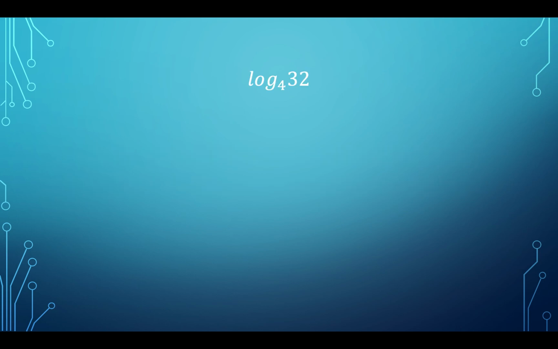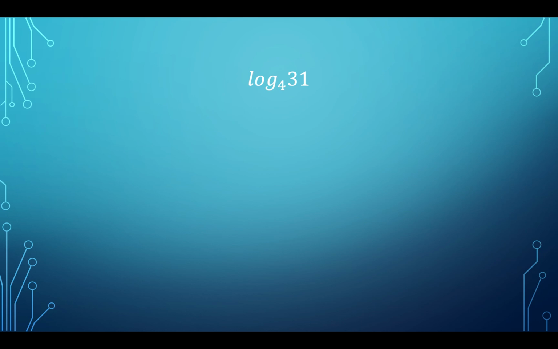So now we have log base 4 of 32. 4 to the what power is going to give us 32? So the way to do that is log of 32 divided by log 4. When we put that in our calculator, we get 2.5. We could check that. 4 to the 2.5 power is going to give us 32.